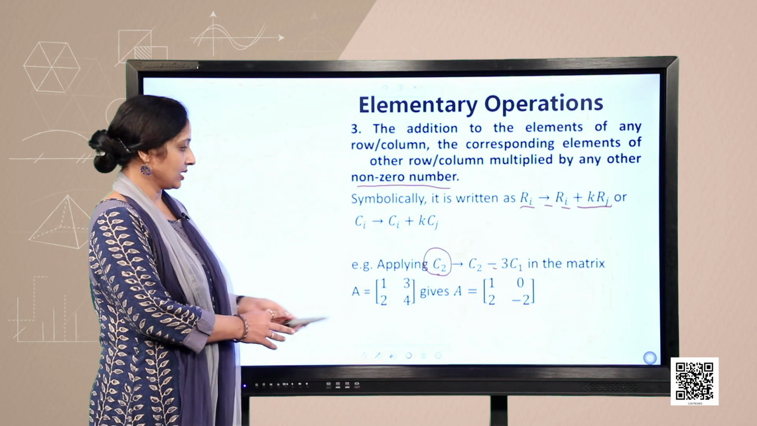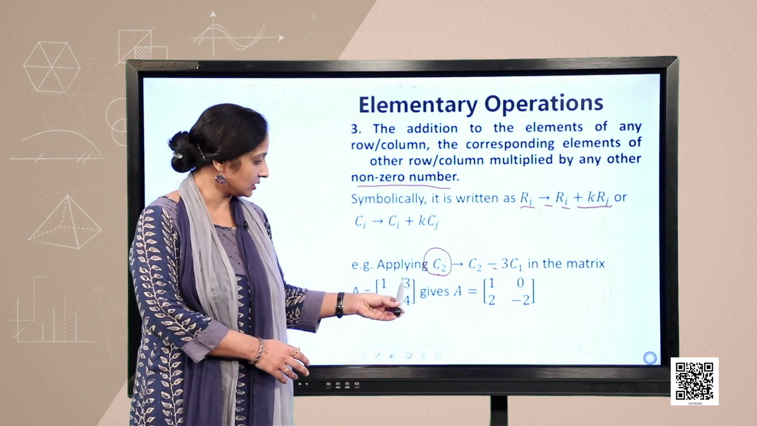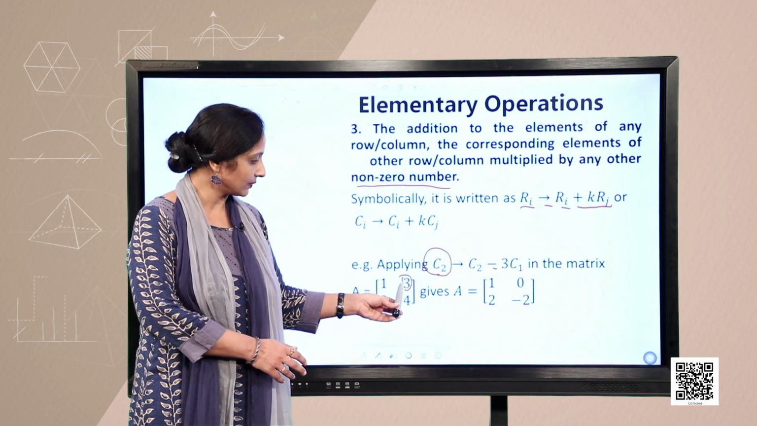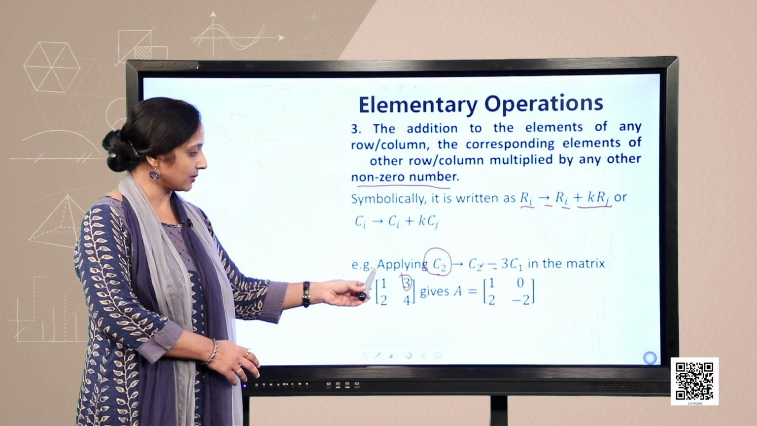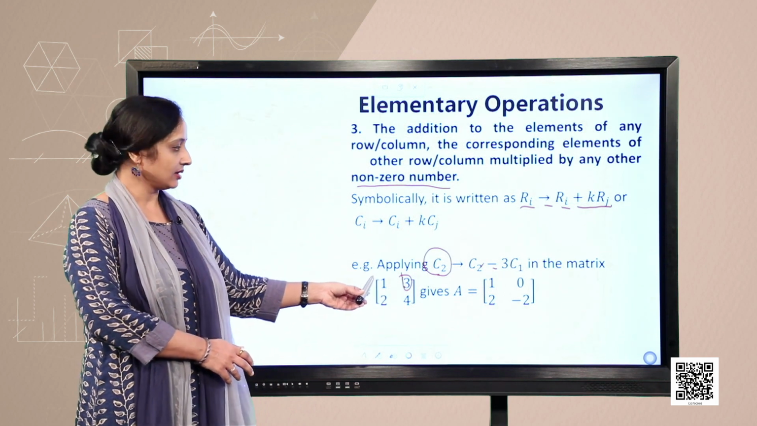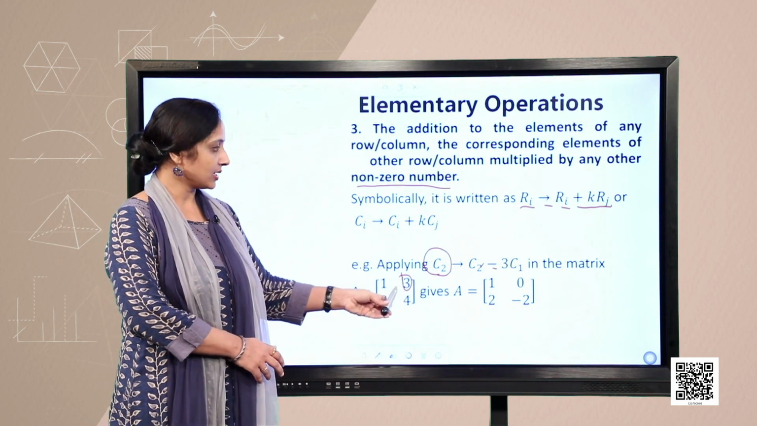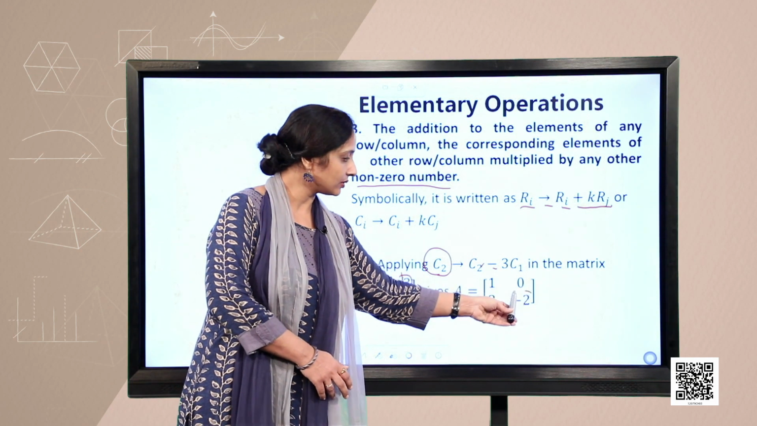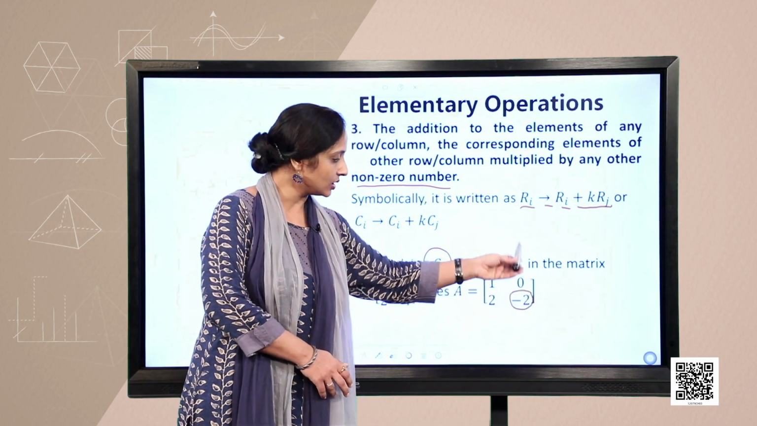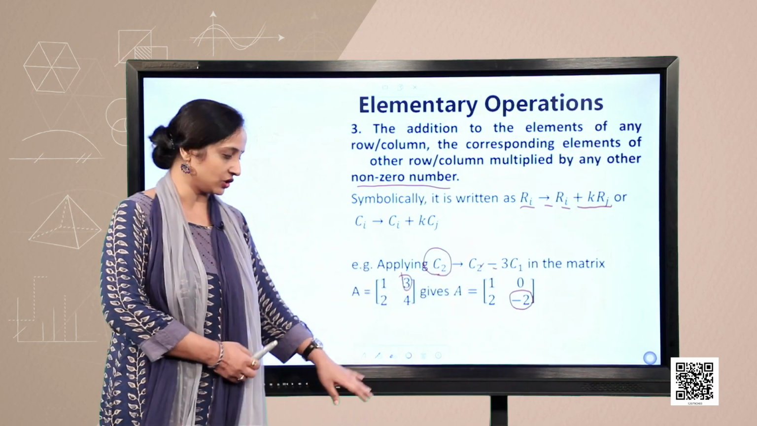How this is done? This is C2. So you are going to make changes in C2. So this 3 minus 3 times C1, 3 minus 3 into 1, that is giving you 0. Then 4 minus 3 times 2, that will give you this element minus 2. So C2 has been changed by using this elementary operation.